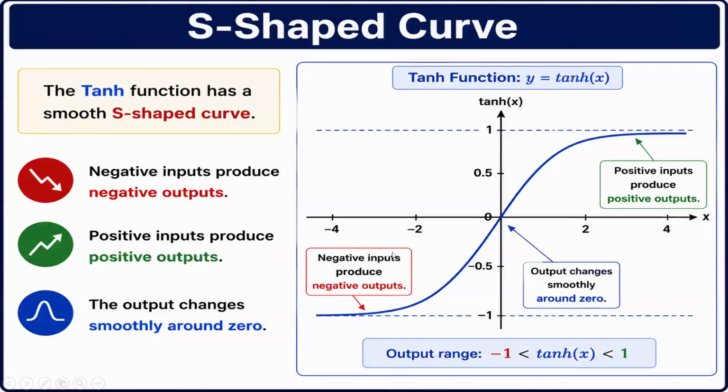Now the next feature is the S-shaped curve. The tanh function has a smooth S-shaped curve. So you can see here it is an S-like shape. Negative input produces negative output, positive input produces positive output, and the output changes smoothly around 0. So here you can see the output changes gradually. That's why it is a smooth, S-shaped curve.